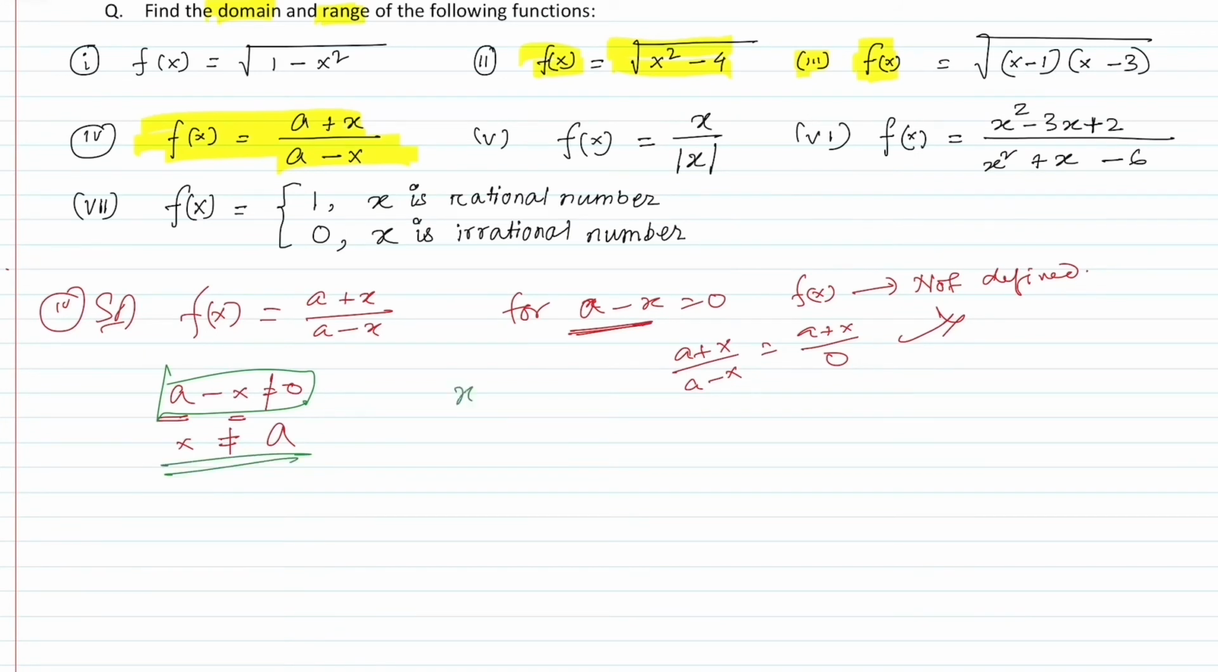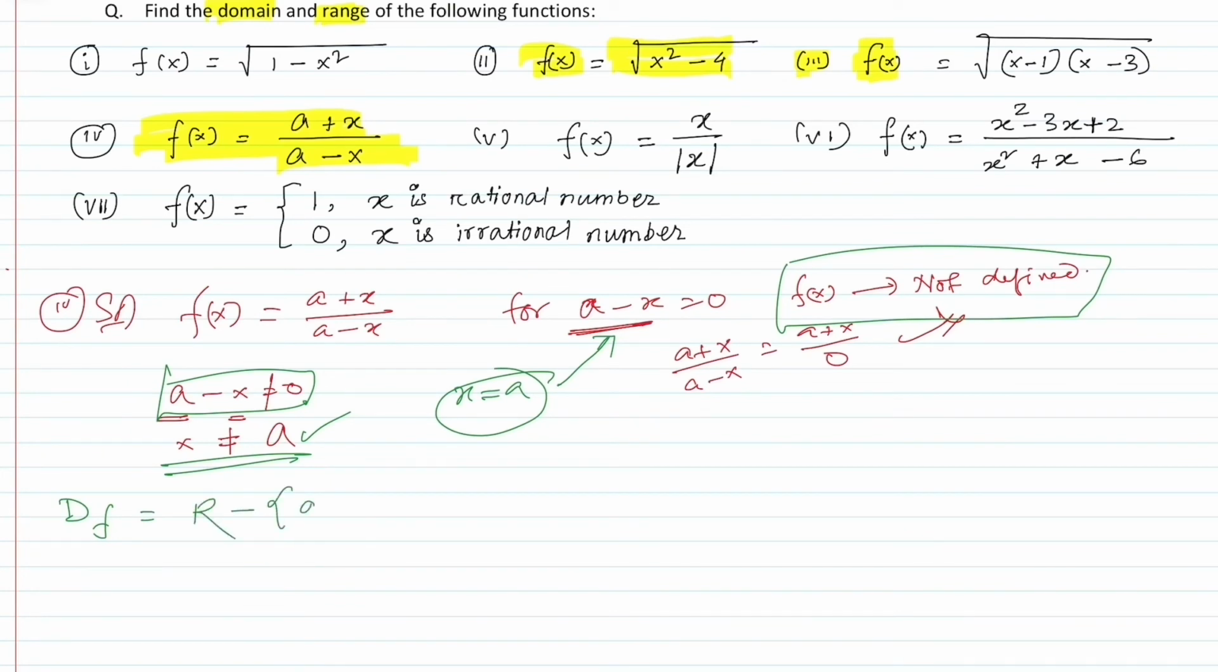If x is equal to a, then a minus x will be 0, and in that case f of x will not be defined. That's why x cannot be equal to a. So the value of x can be any real number other than a. So the domain of this function must be the set of real numbers minus the set containing element a. So this is the domain of this function. Now let me show you how to find the range.